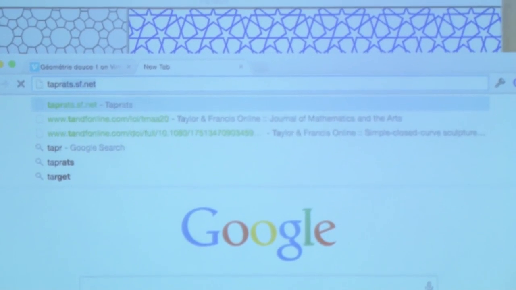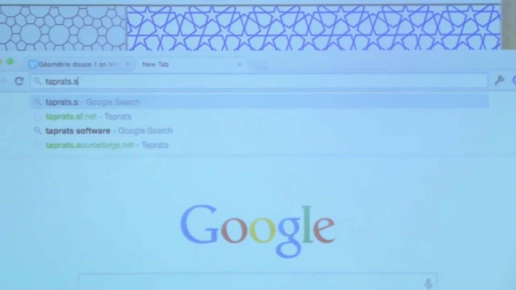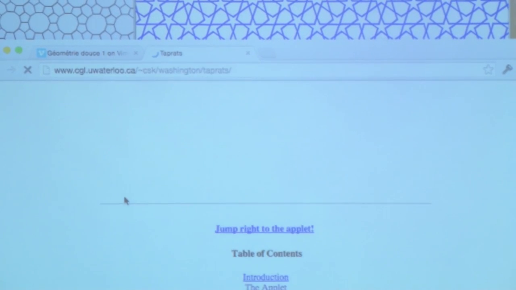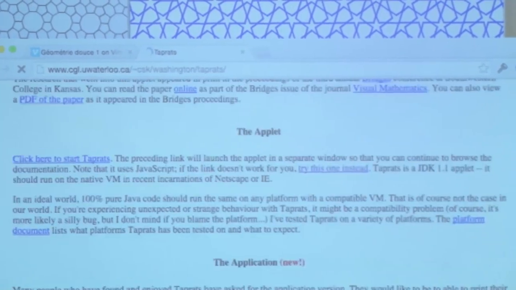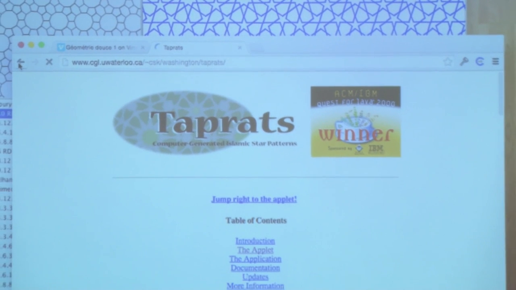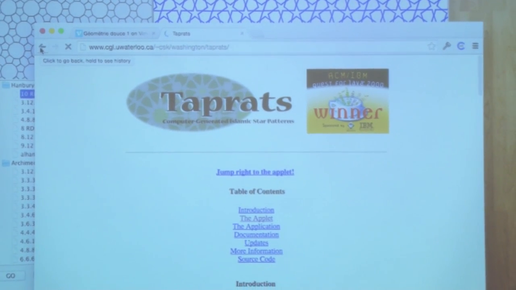So go to my homepage, and then what's easier? It's called Taprats. So if you just do a web search on Taprats, I'm sure you'll find it. So there's my implementation of Taprats, and there's an online applet version that you can try. There's supposed to be a downloadable application version. It's getting harder and harder, like I said.